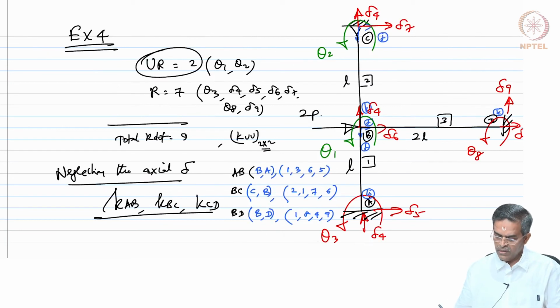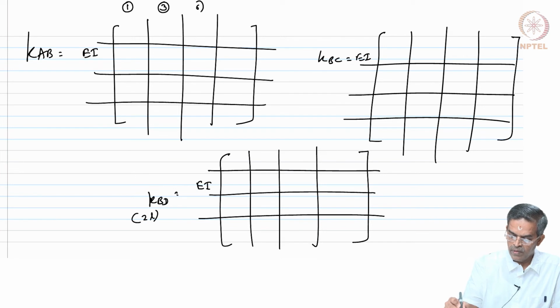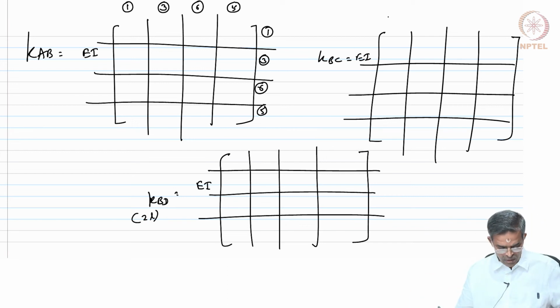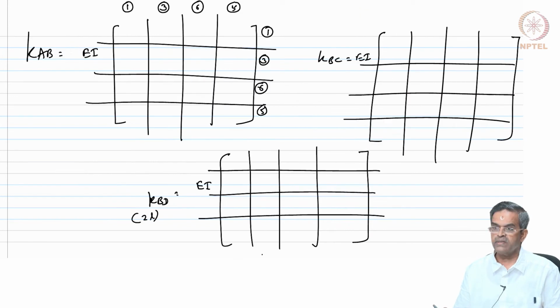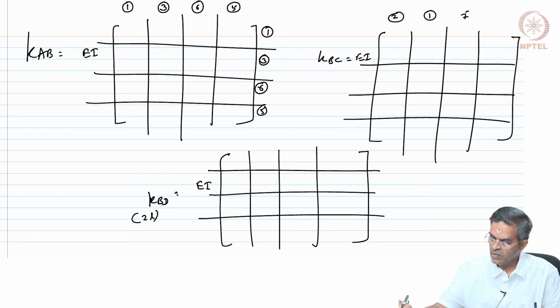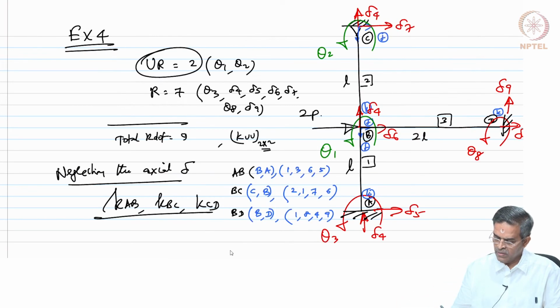We also know the labels. Let us write the labels. 1365, that is for the member AB. For the member BC, 2176. And for the member BD, we know the labels are 1849, isn't it? 1849.